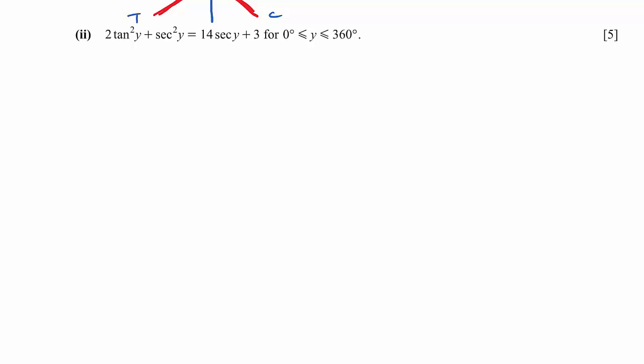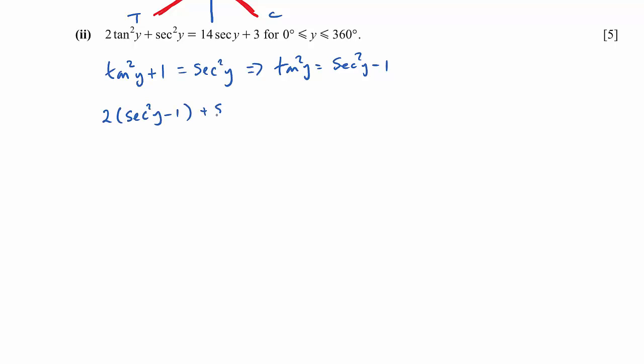So we've got 2 tan squared y plus sec squared y is 14 sec y plus 3. So I think we need to convert this tan squared using tan squared y plus 1 is equal to sec squared y. We need to convert that into a sec squared, and then we'll get a quadratic in sec squared. So that means that tan squared y is sec squared y take away 1. So we'll have 2 lots of sec squared y take away 1 plus sec squared y is equal to 14 sec y plus 3.